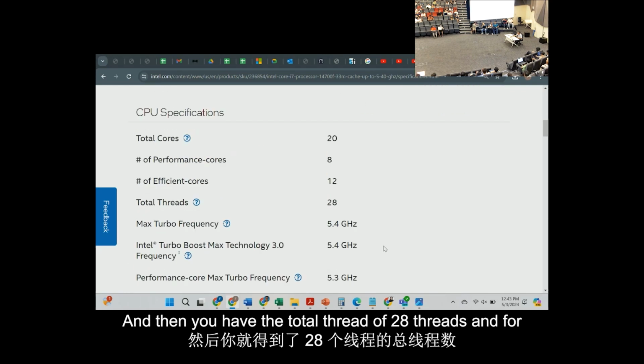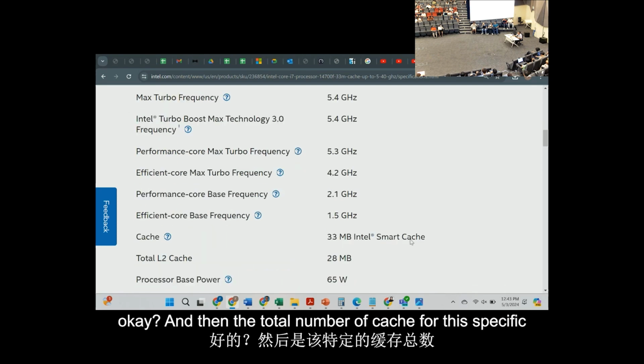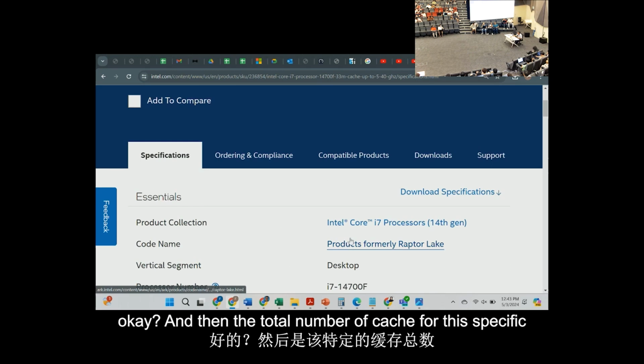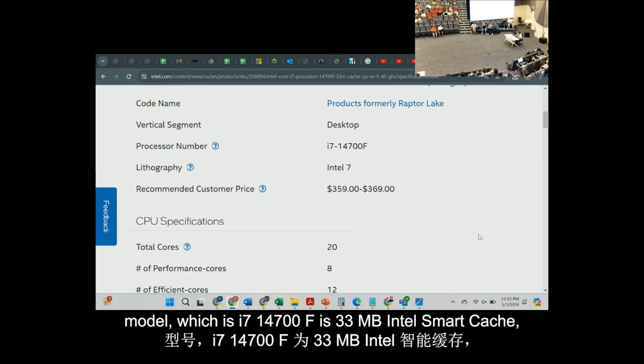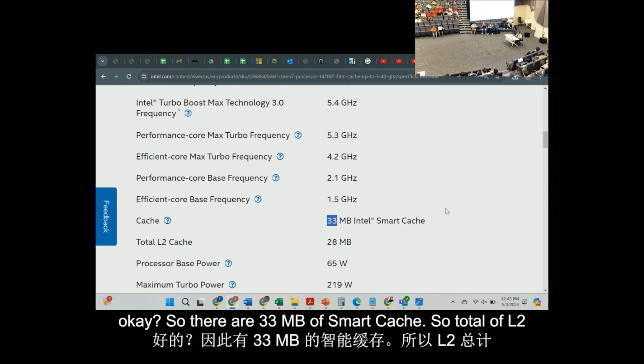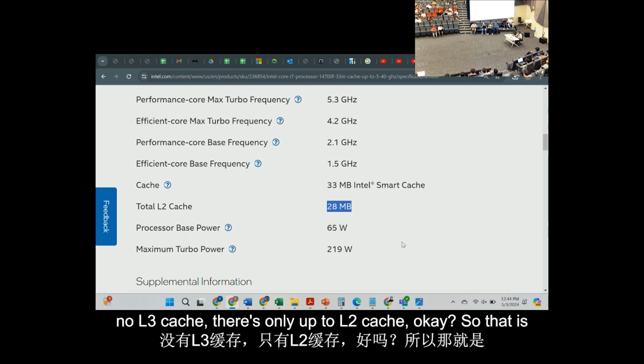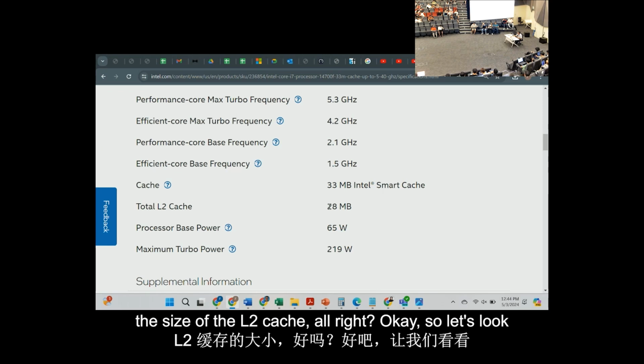And then you have a total of 28 threads. For the speed, in terms of frequency, it is 5 gigahertz. The total cache for this specific model, the i7 14700F, is 33 MB of Intel Smart Cache. The total L2 cache is 28 MB. All right, so for this processor, there's no L3 cache. There's only up to L2 cache. So that is the size of the L2 cache.